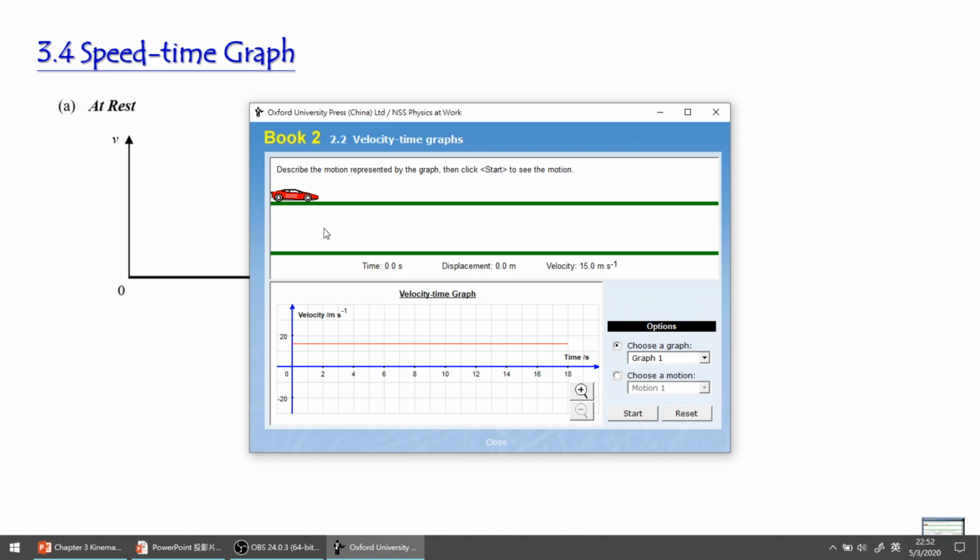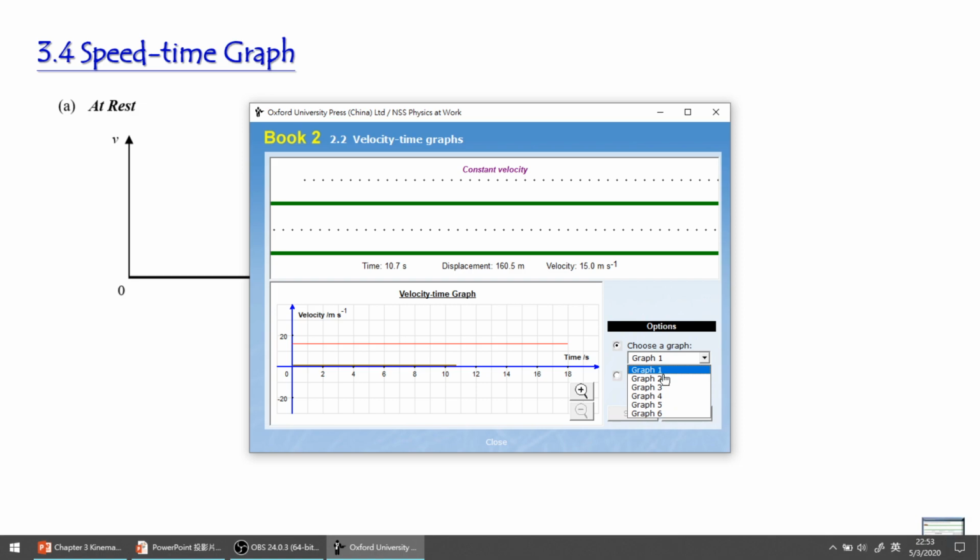So can you guess what the motion of the car is? We can click start to see whether you made a good prediction or not. Yeah, it is the motion of the car. So you can see that if it is a horizontal straight line, the car moves with a constant speed. That means in the same period of time, it travels the same distance. It is constant motion, constant speed.